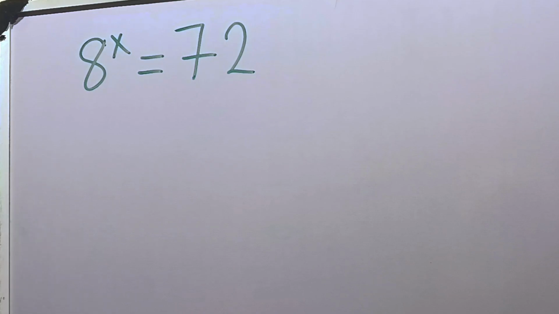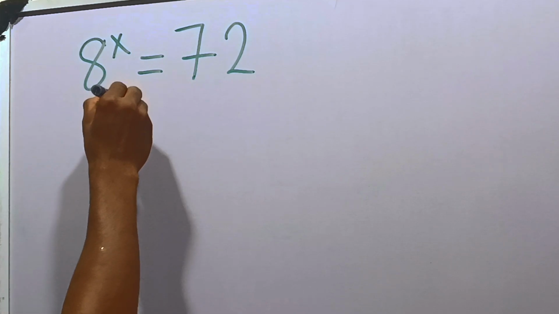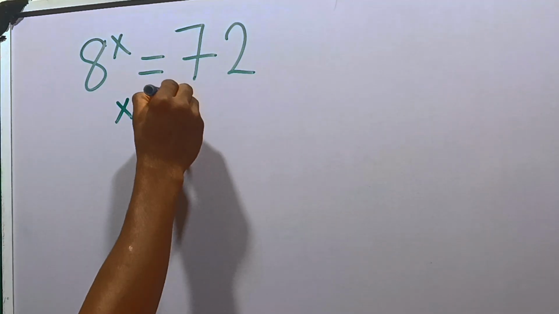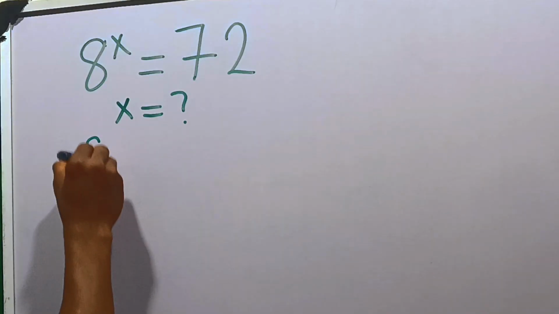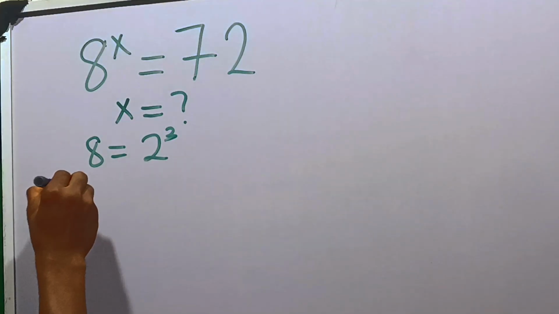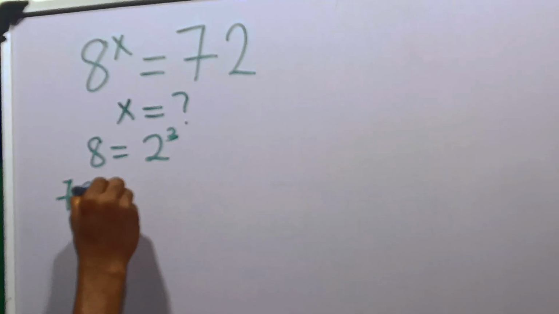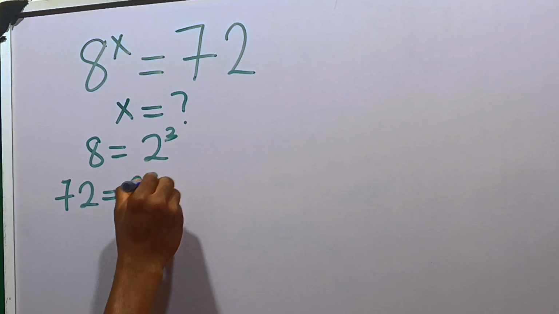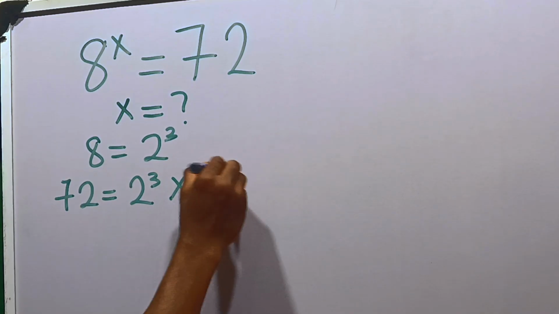Let's solve this together. It says 8 raised to the power x is equal to 72. We're required to solve for x in this question. Now the first thing we can do here is to say that 8 is equal to 2 raised to the power 3. Now 72 on the other hand is equal to 2 raised to the power 3 multiplied by 3 raised to the power of 2.